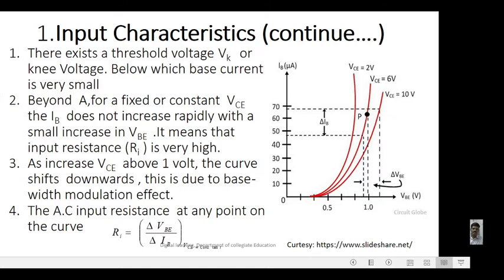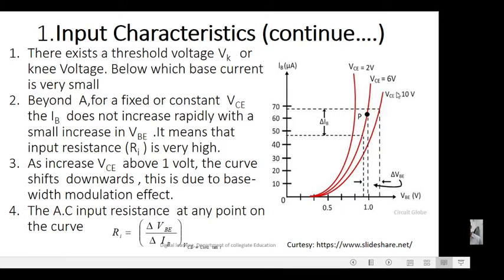Input characteristics continued. There exists a threshold voltage Vk, or knee voltage, below which the base current is very small. From 0 to 0.5 volts the electrons are not excited. At exactly 0.5 volts the electrons are excited. That's why the curve rises from the voltage 0.5.